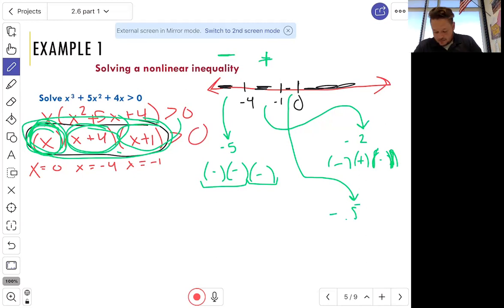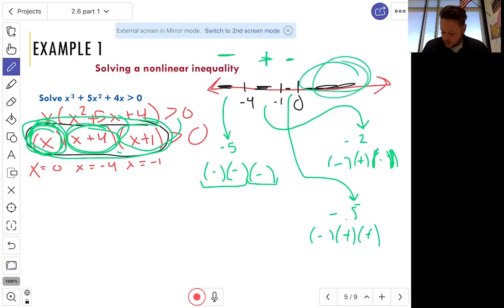Let's go ahead and look. So if I plug into the first one, that's obviously going to give me a negative. If I plug into -0.5 plus 4, that's going to be a positive. If I go -0.5 plus 1, that's a positive. So overall, I have a negative times a positive, which is a negative, and a negative times a positive, which is a negative. And then lastly, I got to choose a number over in this section.